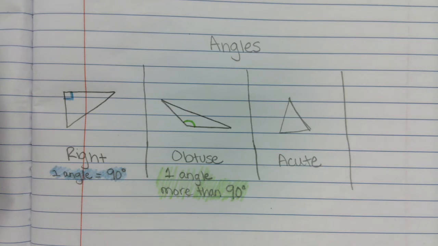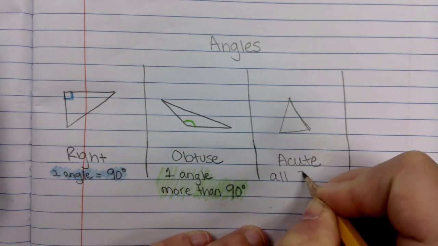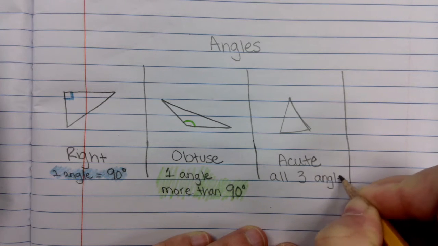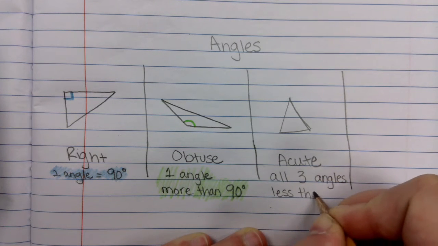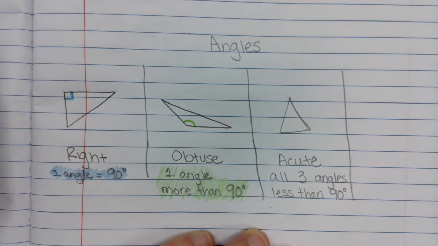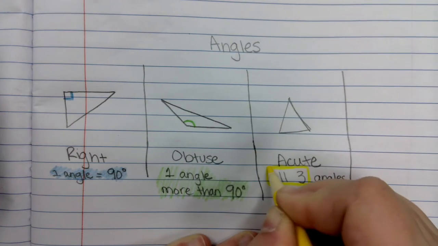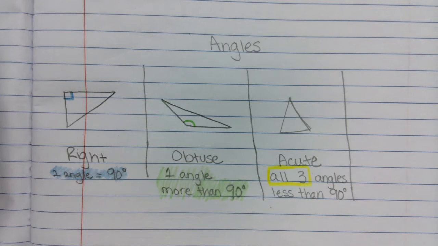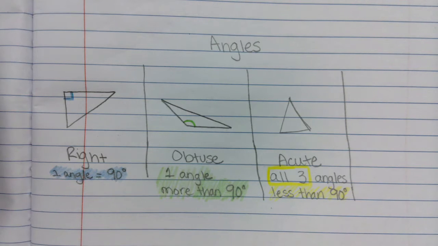All right, with acute, it has to be all 3 angles are less than 90. So if it's not obvious to you, hopefully they will have it highlighted. This one I'm going to use my yellow because all three is really important. All three angles are less than 90. So even if you see one or two less than 90, that doesn't mean it's acute. It has to be all three are less than 90.